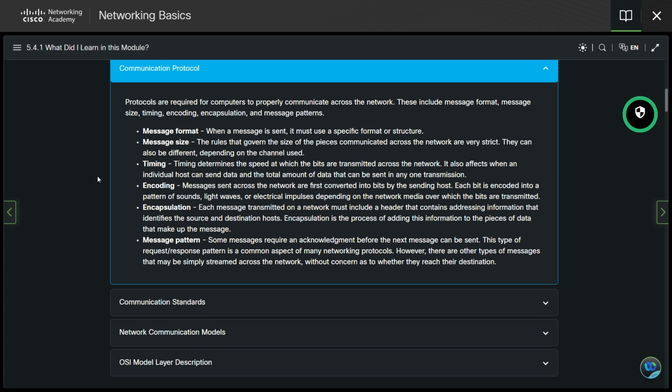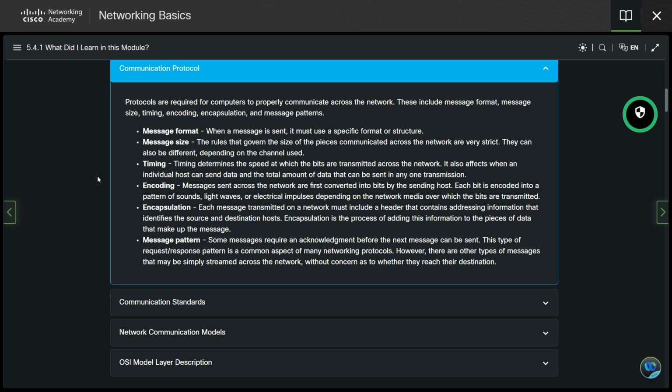Encoding. Messages sent across the network are first converted into bits by the sending host. Each bit is encoded into a pattern of sounds, light waves or electrical impulses depending on the network media over which the bits are transmitted.